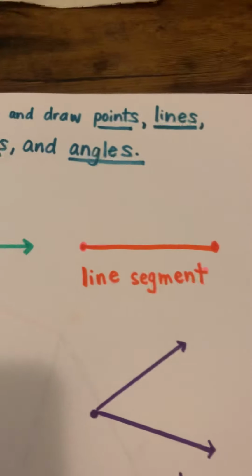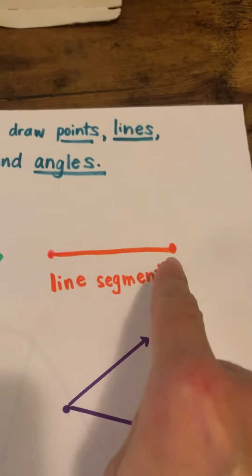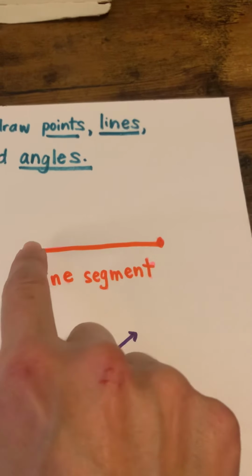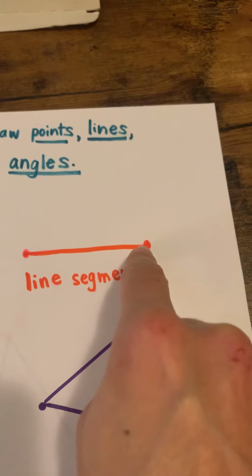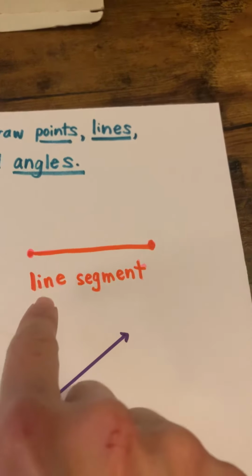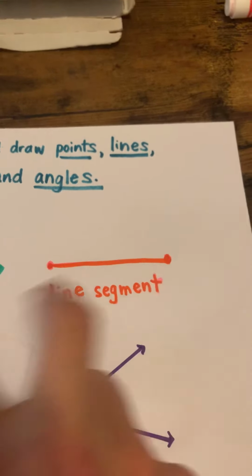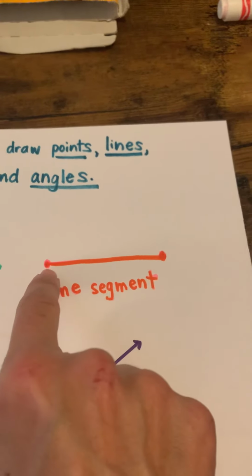Next, I'm going to skip over here. When you have 2 points, so if I said this is point A and this is point B, and I have a straight edge and I can draw a line connecting the 2 points, this is called a line segment, because the points are telling me that the line can't go any further than these 2 points.